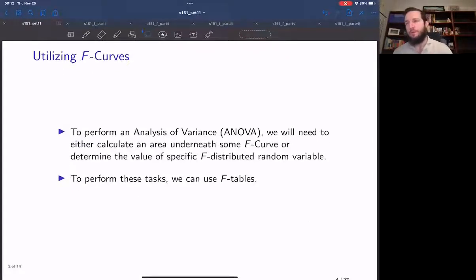So we're going to use F curves in the same way that we use the normal curve, the T curve, and the chi-square curve in the context of hypothesis testing. So we're going to use the F curve to find critical values or to find p-values for the ANOVA F test. In order to do that, we need to have an F table which we can reference to find our critical values or our p-values.